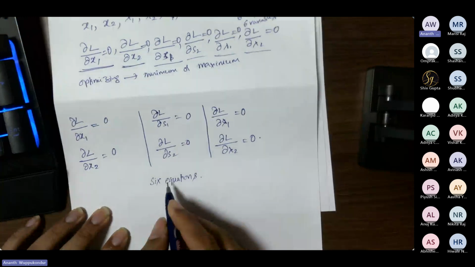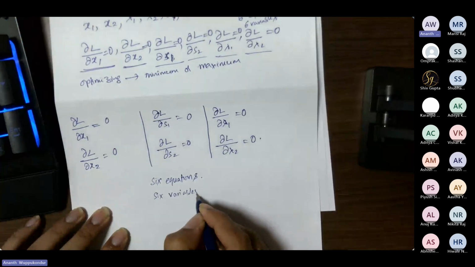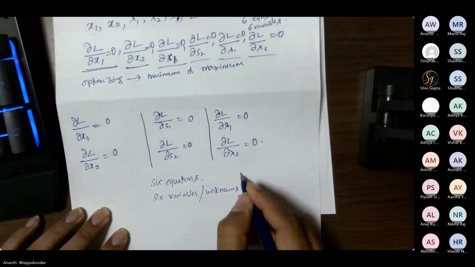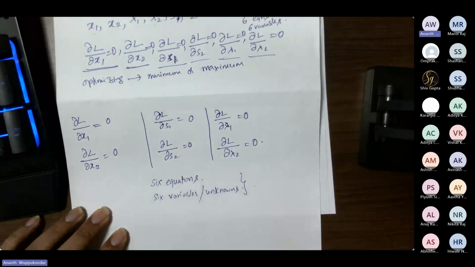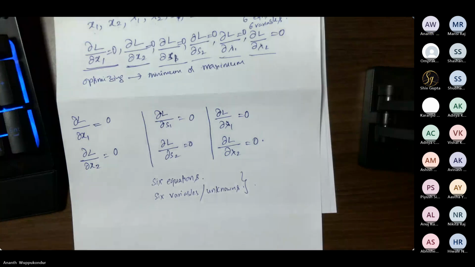And you have a set of 6 variables or unknowns. So when you solve these 6 equations, then you can find out what are the 6 variables or 6 unknowns. And based on the most feasible solution, we say that it is the optimum solution for the given function.